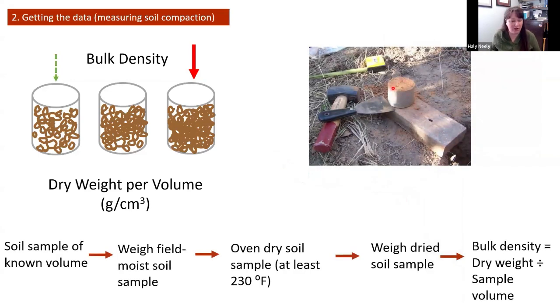So you get your little soil sample. We have our known volume of soil. You're going to weigh that to get your field moist mass. It's not necessary, but it's kind of helpful to have that. Oven dry your soil for a couple days, 2-3 days, weigh it again dried, and then you take your dry weight and divide it by your sample volume, and then you have your bulk density.